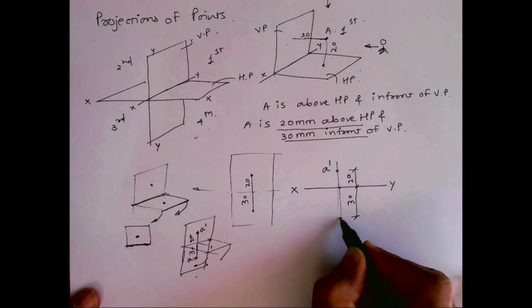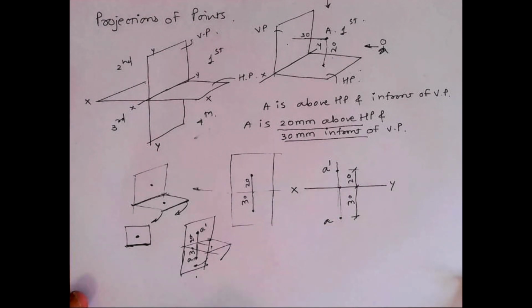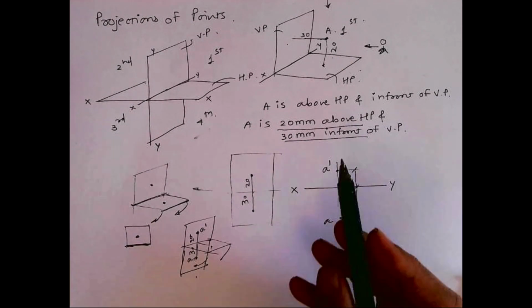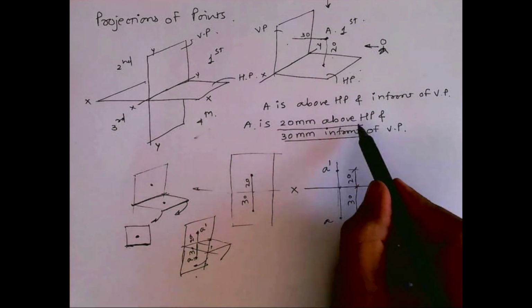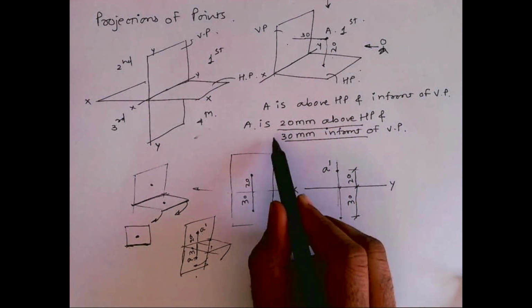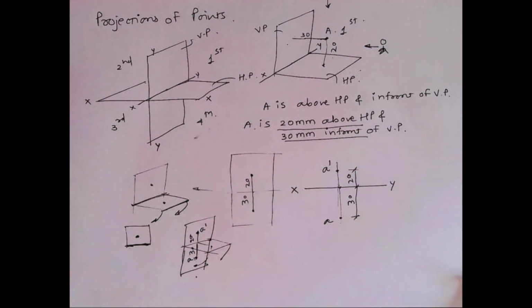See this. Why we are doing this? Because we want to see it in one plane. So that's why we are doing this. So above HP, above XY line; in front of VP, below XY line. That way also you can remember. So I hope you people have understood this. In my next class, I'll explain you about the second, third and fourth quadrant. Thank you.